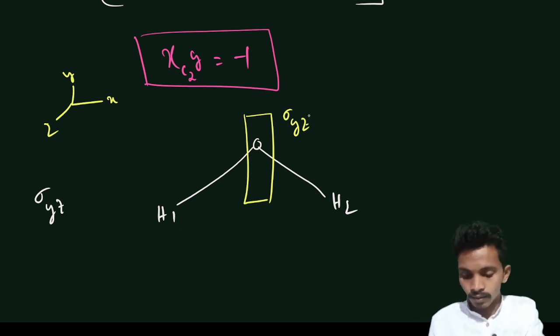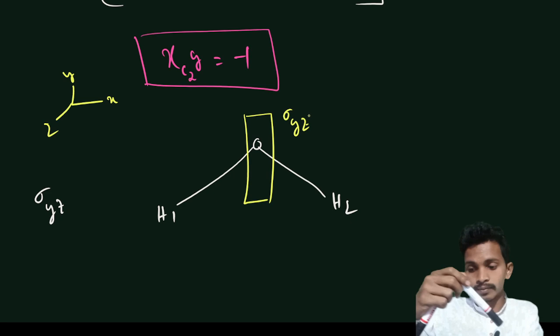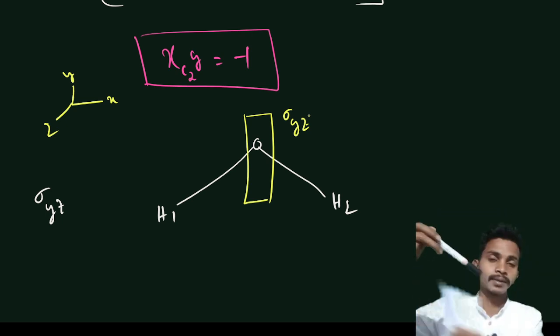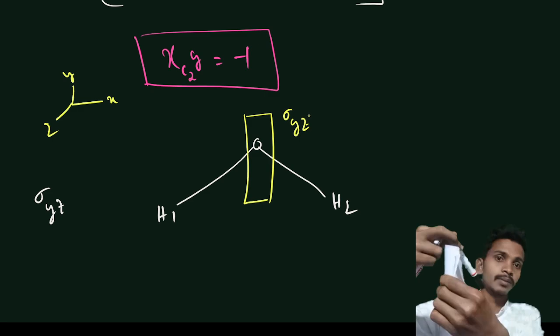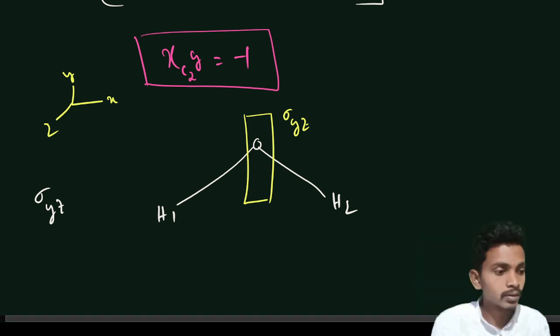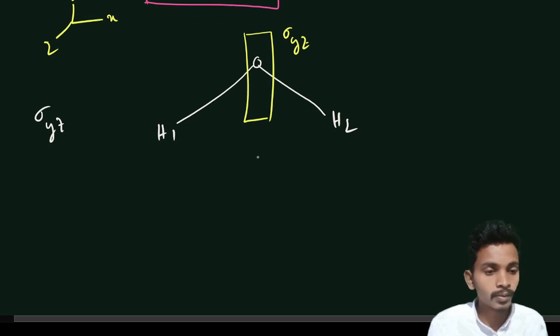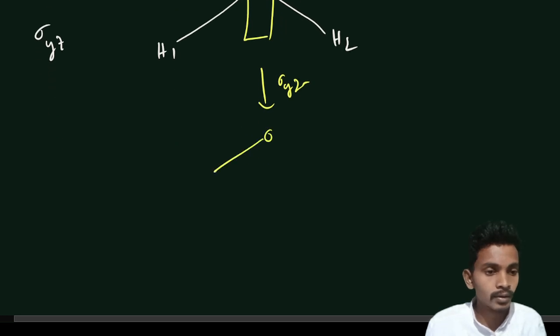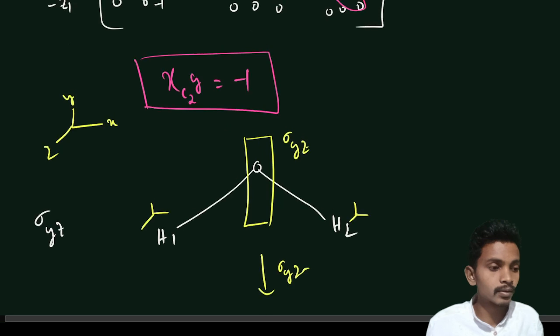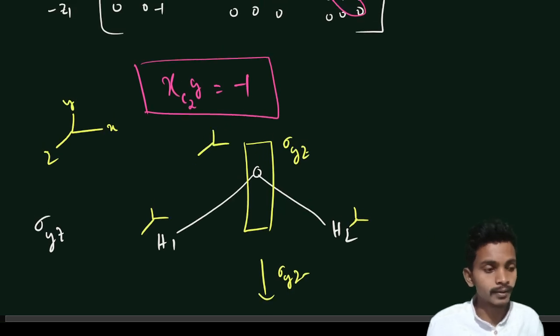Let's say this is the water molecule. Yes, I am applying the plane in this direction, cutting through the middle of the water molecule, which means this will be reflected to this and this reflected to this. Okay, so if I apply that sigma yz, then what will we get? Oxygen here, H2 here, and H1 here, with the 3 coordinates there.